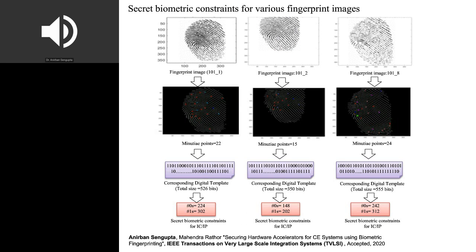When we have different fingerprint images, they can generate different numbers of minutiae points. From there, we can represent the digital template with different strength. For example, a minutiae point count of 22 converts into a digital template of 526 bits, and 15 converts into 350 bits, and so on. Depending on the total size of the digital template, known as the strength of the digital template, we can also get the number of zeros and ones, which are then converted using an encoding algorithm for further implantation.